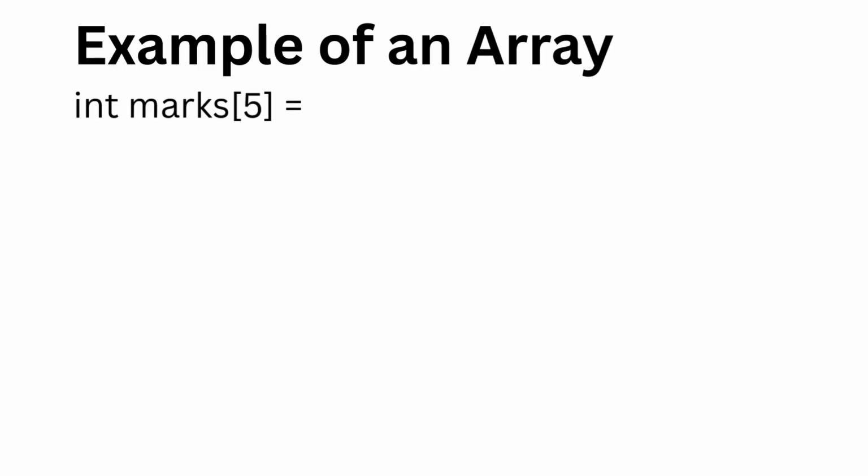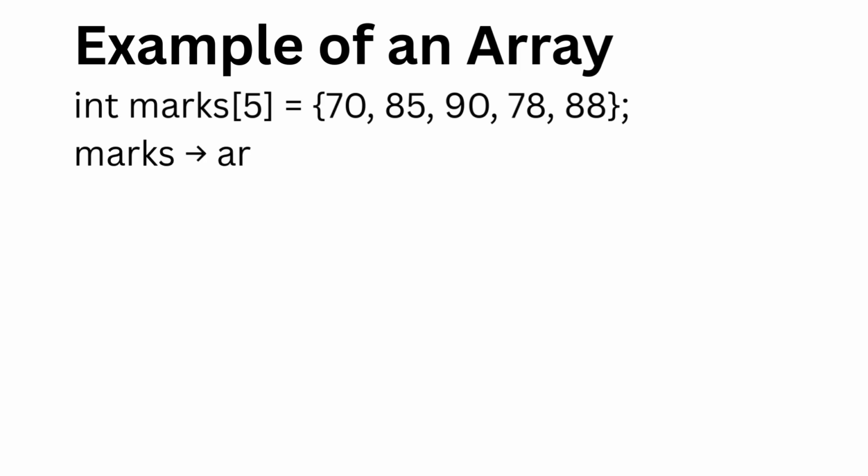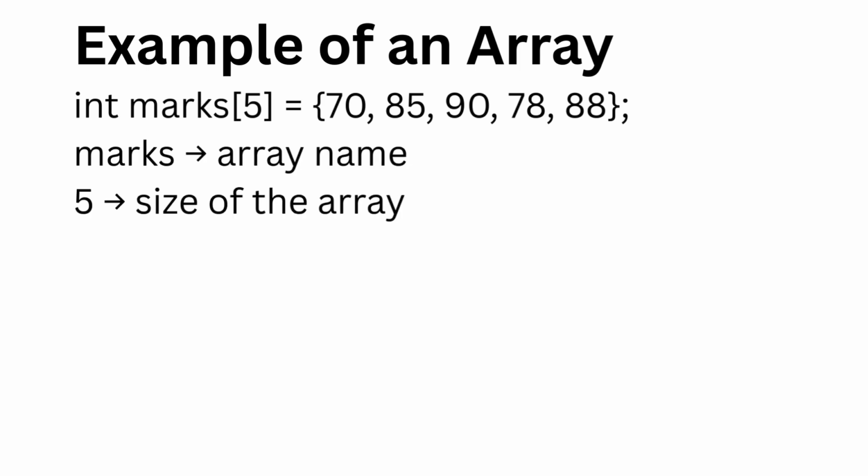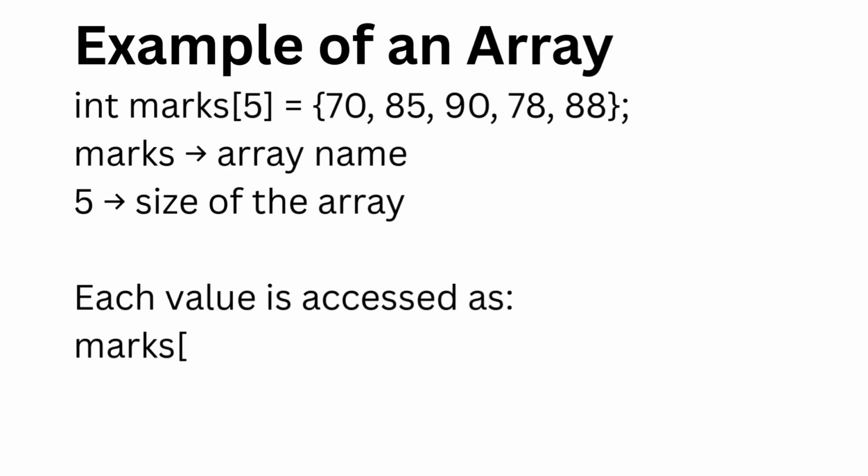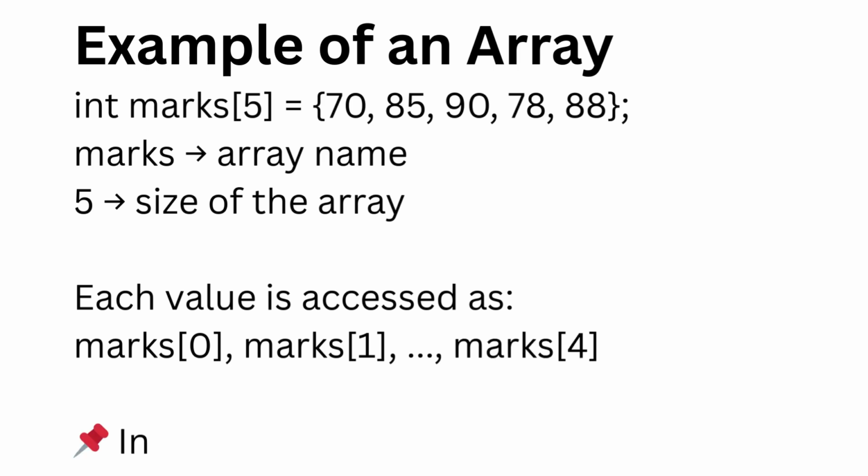Let's see an example of an array. Here marks is the integer array, where marks is the name and there is an integer value inside the third bracket, which is 5, that represents the size of the array. Each value of the array is accessed as marks[0], marks[1] up to marks[4]. Index position starts from 0.